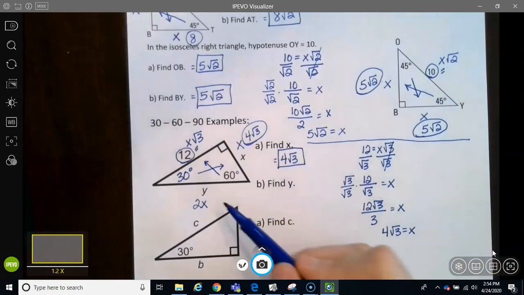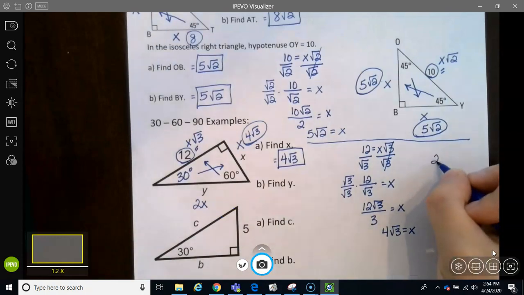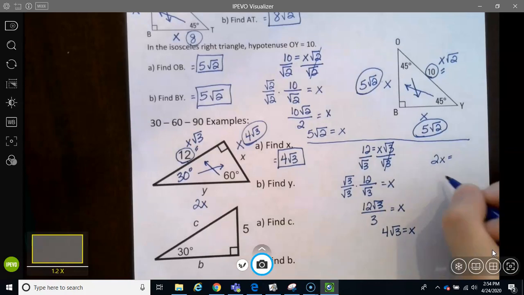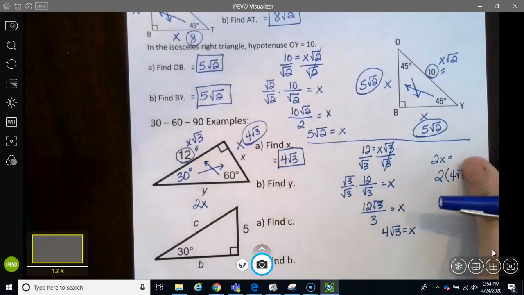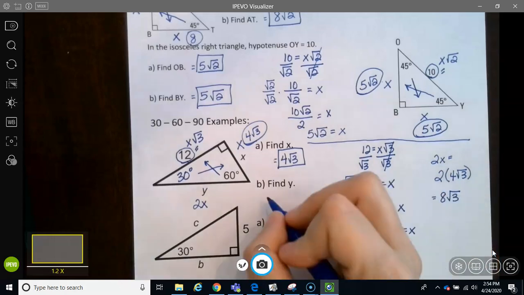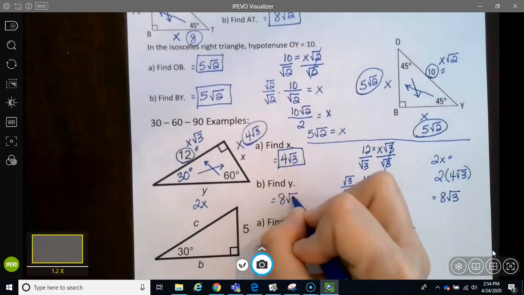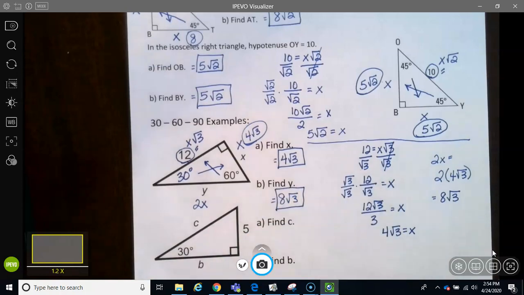And the other side, this y side, is represented by 2x. So we need to figure out what 2x equals. So that just means 2 times 4 square roots of 3. Well, you just multiply 2 times the number that's in front of the square root. So 2 times 4 gives me 8. So that's 8 square roots of 3. So that's how you do that first example for the 30, 60, 90.